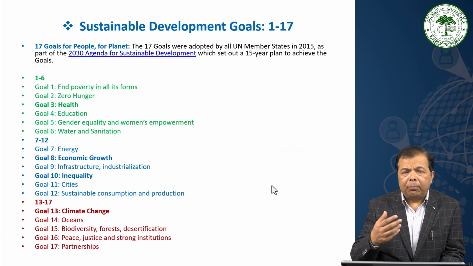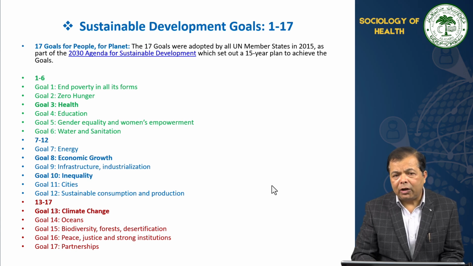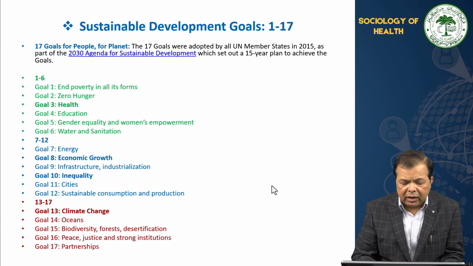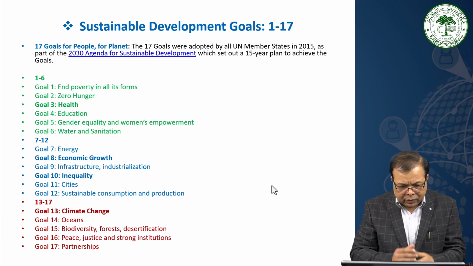Now, with this brief background and the approach, we come to the 17 sustainable development goals. Just have a look. We'll talk about all these 17 and then try to identify some pattern. You may see in the slide I have highlighted the goals in 3 different colors, right? So we'll try to understand what kind of pattern is emerging. Goal number 1 to 6.